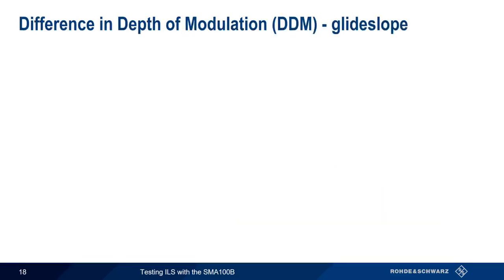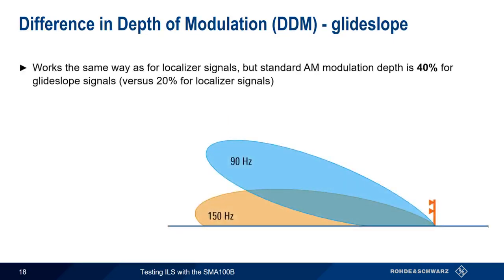Glideslope is also analogous to localizer when it comes to the difference in depth of modulation, but with one important difference. The standard AM modulation depth along the Glideslope is 40% for each lobe, as opposed to the 20% standard modulation depth used in localizers. The formula for DDM is, however, the same in both cases.